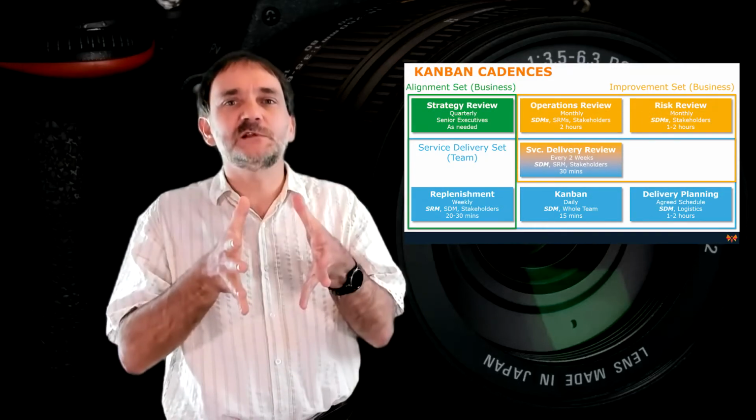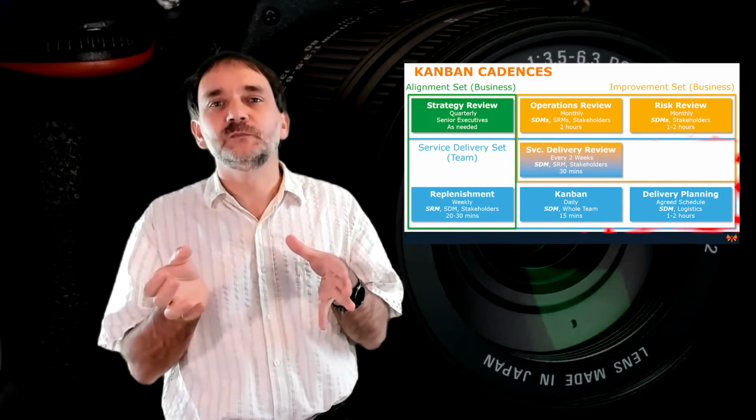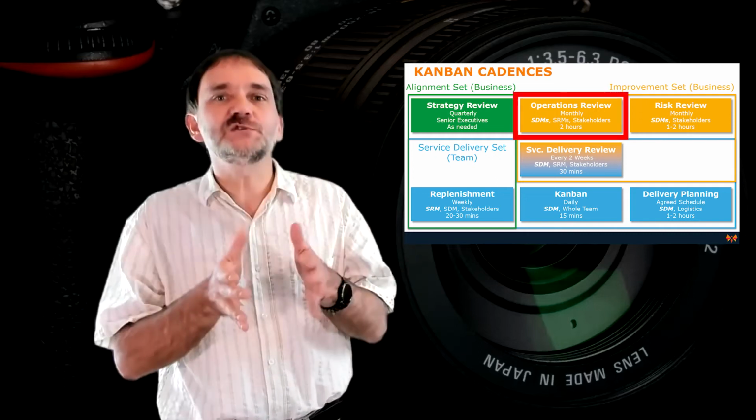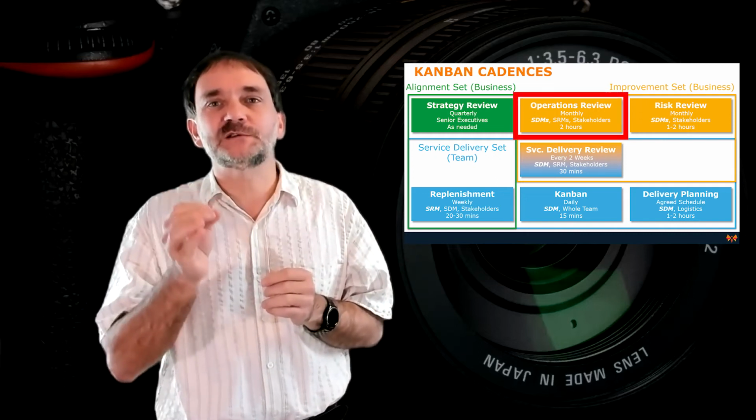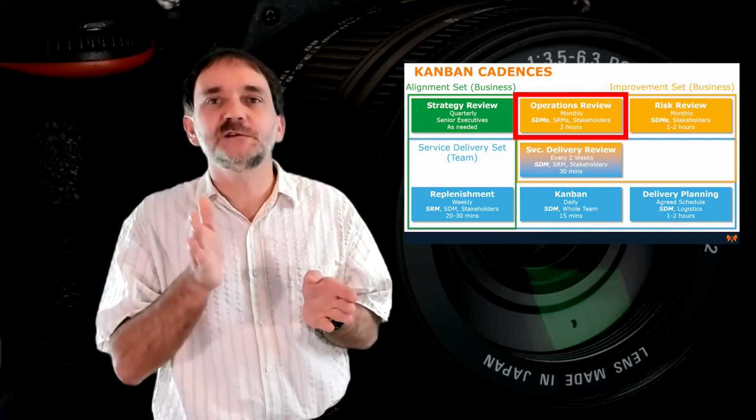And now to bring this back to the Kanban world and the Kanban cadences. Whilst the service delivery set of cadences is used by every team, the operations review is specifically the place to help us manage and coordinate the different interdependent services. So this was a mouthful and definitely only a teaser.